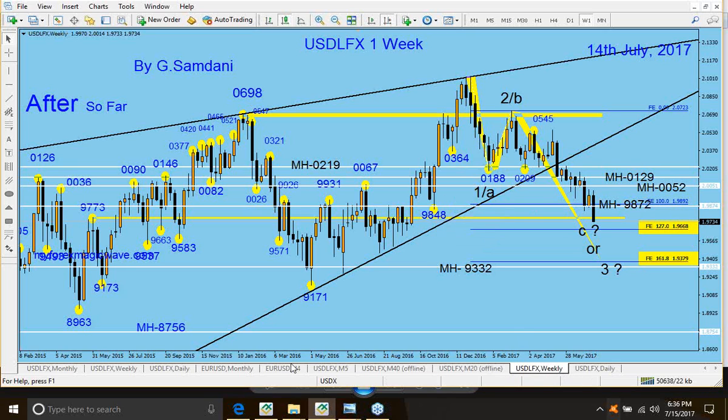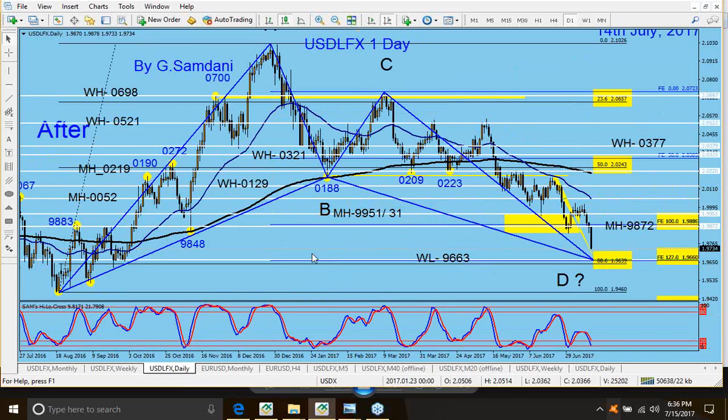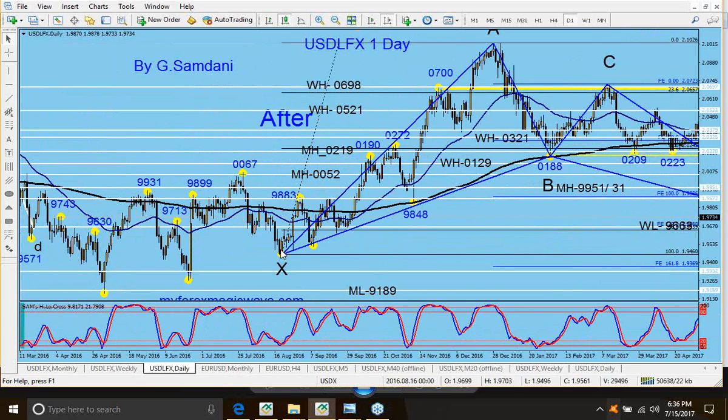This is a weekly chart. If you go here, you see how nice and clean it is. This could be like A, B, and wave C is big, 1, 2, 3, 4, 5. Let me just do some calculation for you, which I was showing, right?